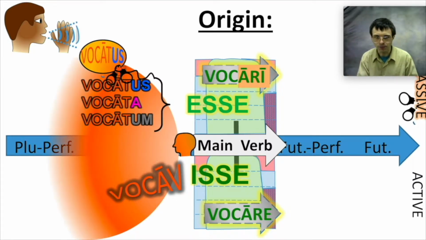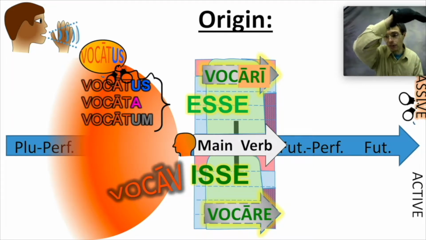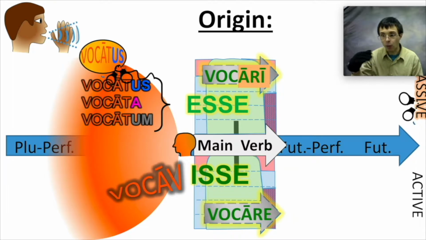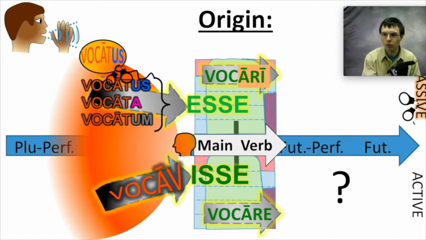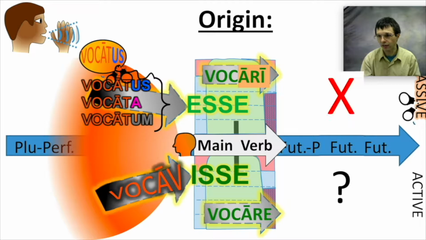All right, so we now have our whole new realm of the past as far as infinitives are concerned. We've got vocare, to call, vocari, to be called, vocavisse, to have called, and vocatus esse, to have been called. So there's your 4 infinitives. Later on, we'll get a future active infinitive, and there is no future passive infinitive.